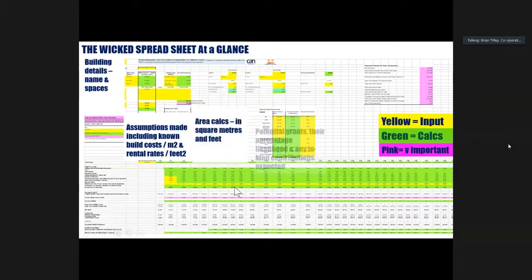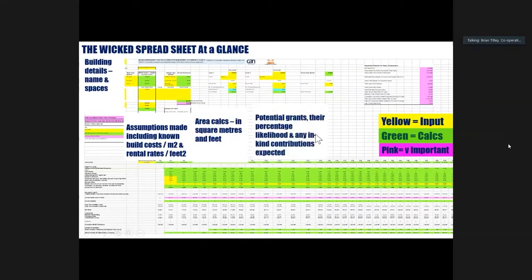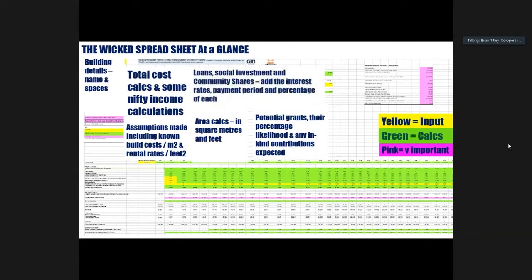area calcs. So this is the order, and then there are potential grants here where you put in what grants you're going for, and then a percentage likelihood of you getting those grants, whether that's down to 5% or 100%, to give you an idea of what your expected income is. Of course, it's all very rough. The total cost of the actual build is up there, and the loans, social investment, and community shares information is up the top here.